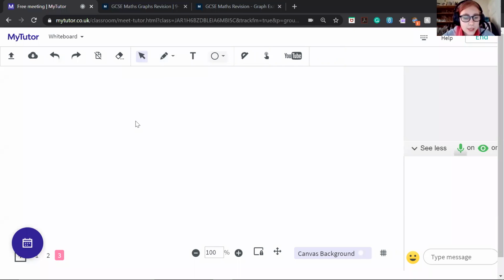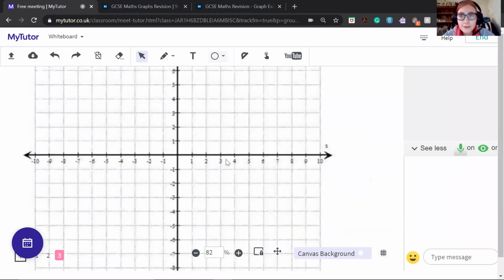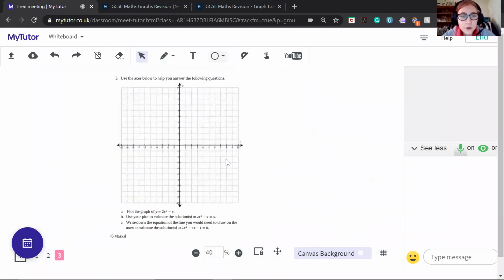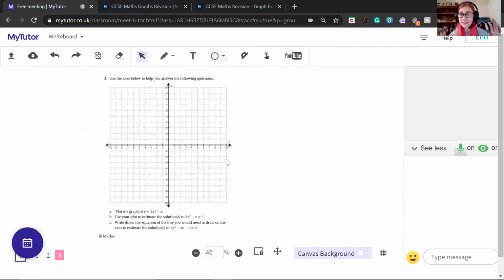Let's go over this question. Again, I'm trying to get ones that you definitely could get in an exam. So these are non-exam board specific, just generic questions that you could get in anything, and they're worded like exam questions would be. So part A here says to plot the graph of y equals 2x squared minus x.